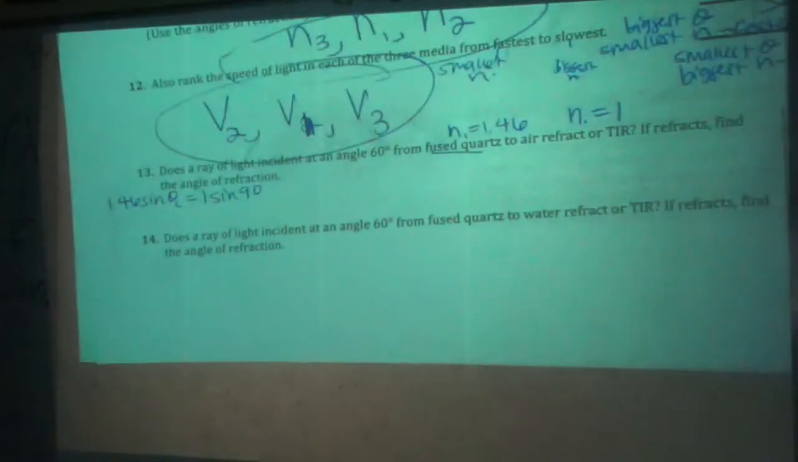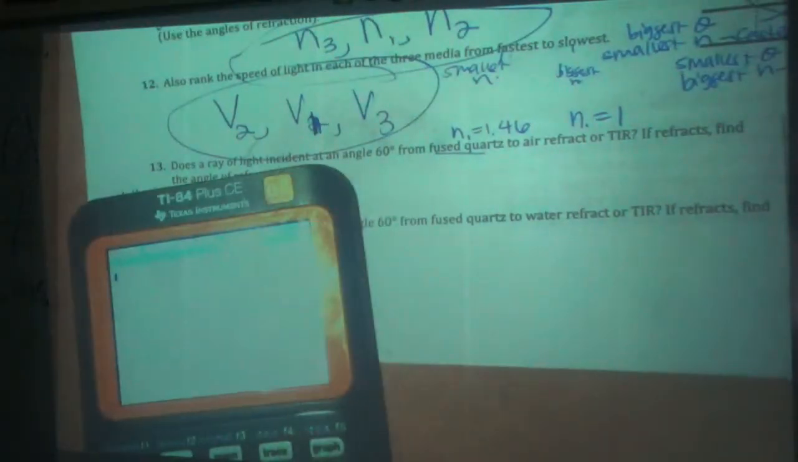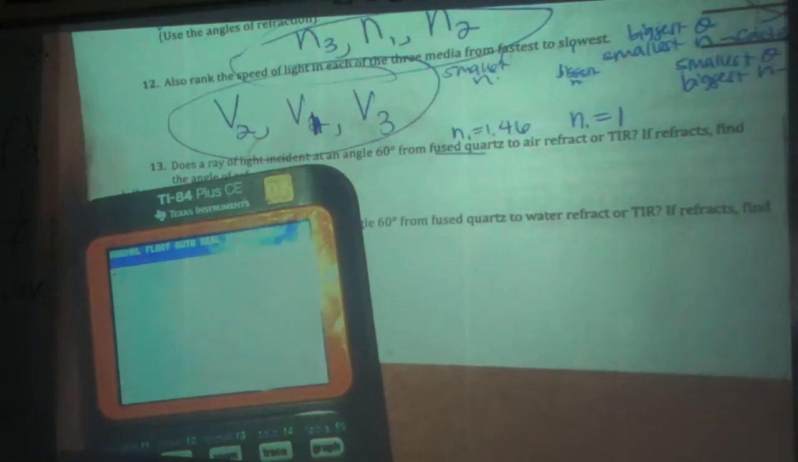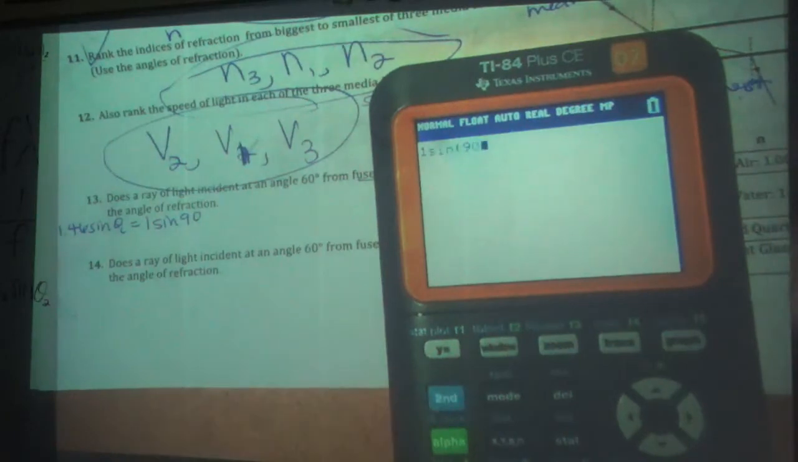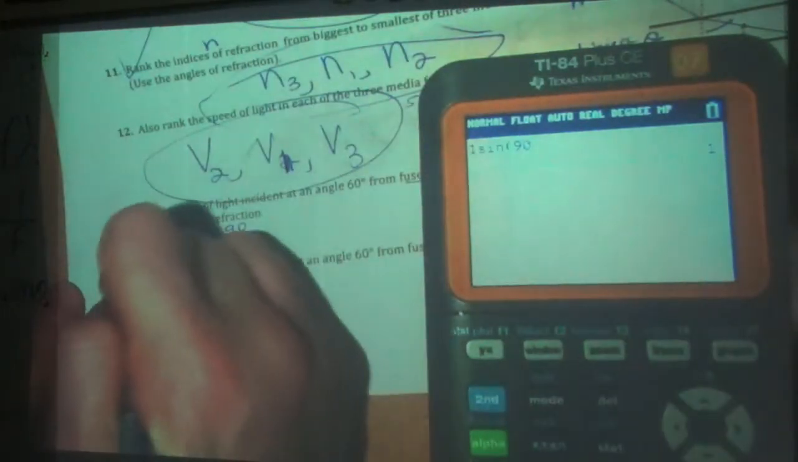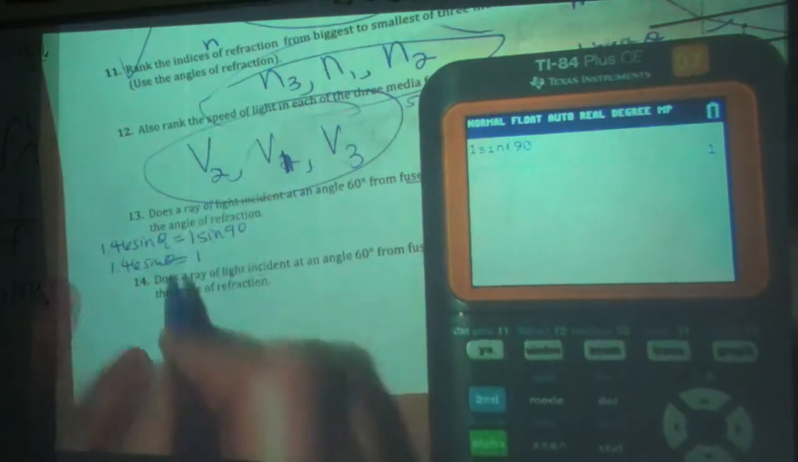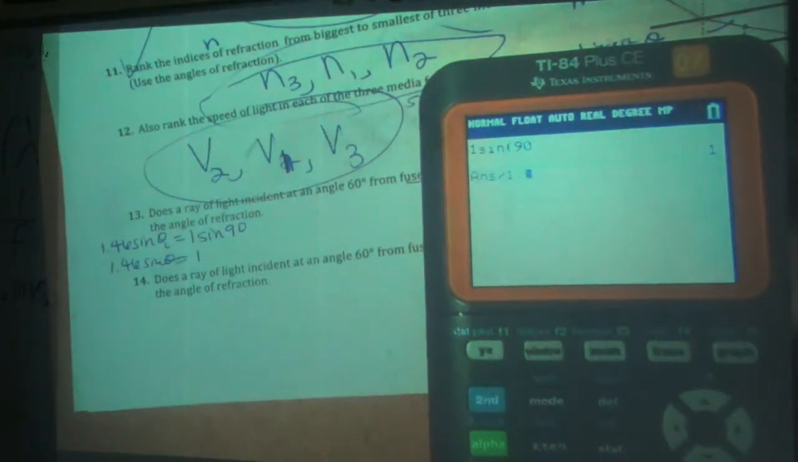So I'm going to plug in my n's. I'm going to plug in refracting at 90. I'm going to see what angle makes it refract at 90. I'll go ahead and show you guys all of my steps on these. Hopefully it shows up in the video. Alright, so I have 1 sine of 90, and that's just 1 right here. So 1.46 sine of the angle. So I'm going to divide the 1.46 over. That gives me sine of the critical angle equals 0.68.